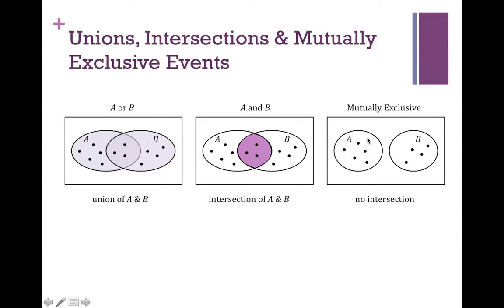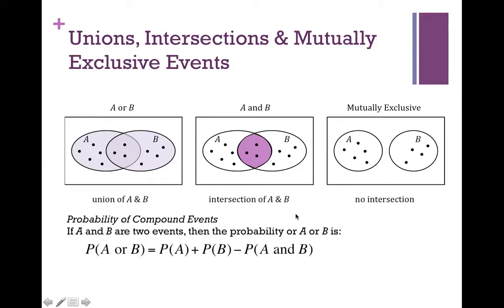Then we also have a situation called mutually exclusive events. And this happens when we have two events that have no intersection. There is no overlap like we see in these two cases. These two are completely separate events. There's absolutely no intersection. And so possibilities for event A are over here in this circle. Possibilities for event B are over here in this circle. There's no overlap. So let's keep that in mind now as we look at the probability of compound events.